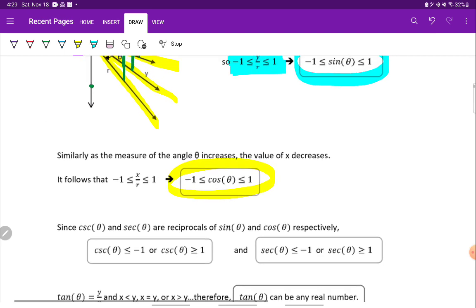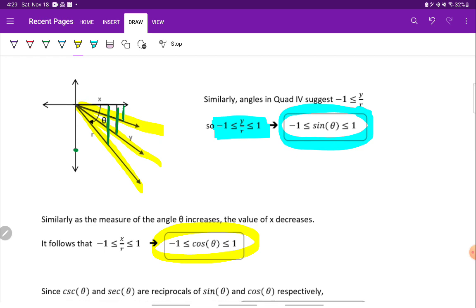So those are our ranges for sine and cosine. They're always going to be between negative 1 and positive 1. And that's a fact that we're going to use throughout this course.